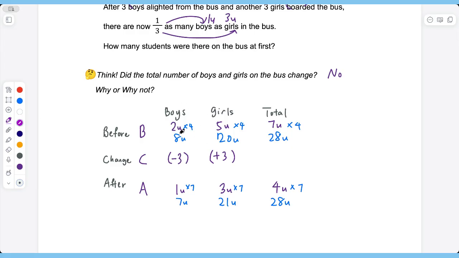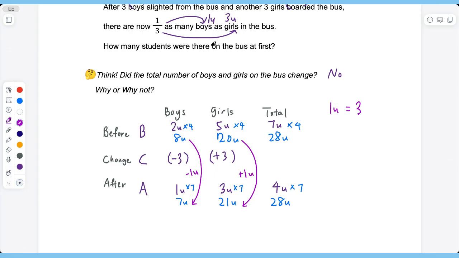For boys, before the change, there is 8 units. And after the change, after 3 boys alighted, there's now 7 units. That means we minus 1 unit from the boys. And for the girls, before 3 girls boarded the bus, there's 20 units, and now there is 21 units, so we have to add 1 unit for the girls. And from here, we can observe that 1 unit is actually 3 girls or 3 boys. So 1 unit is 3.